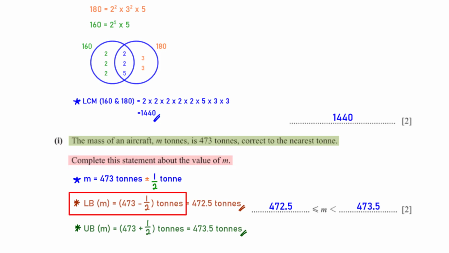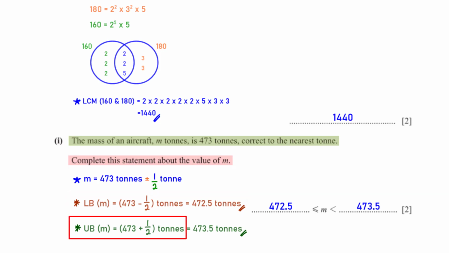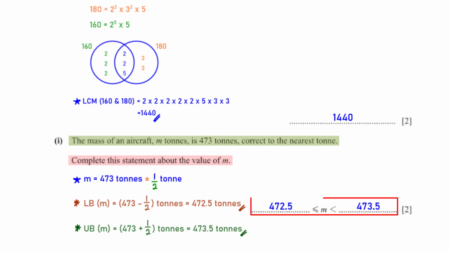The lower bound of M is 473 minus 1 over 2 tons, which is equal to 472.5 tons. And the upper bound of M is 473 plus 1 over 2 tons, which is equal to 473.5 tons. So we have M is greater than or equal to 472.5 and less than 473.5.